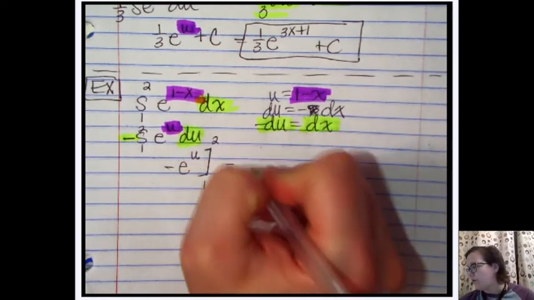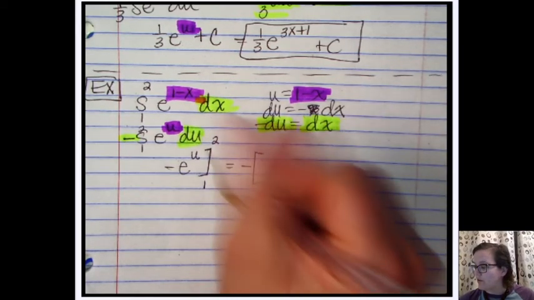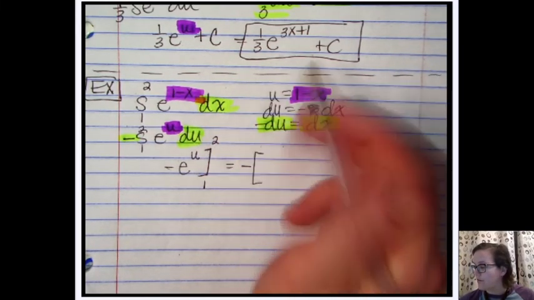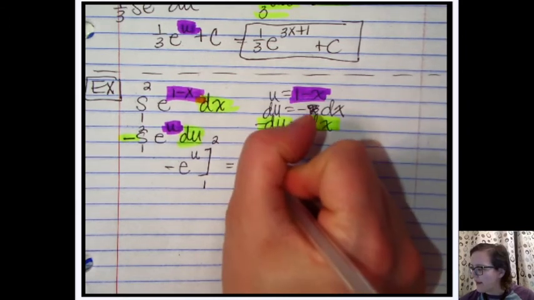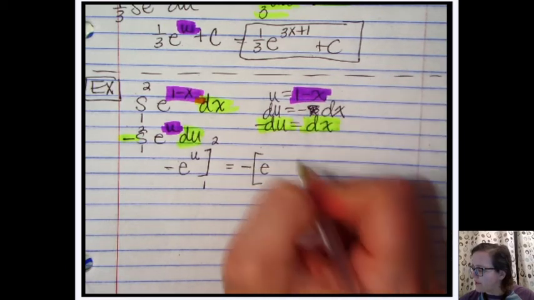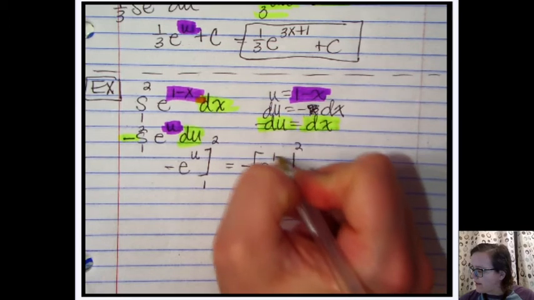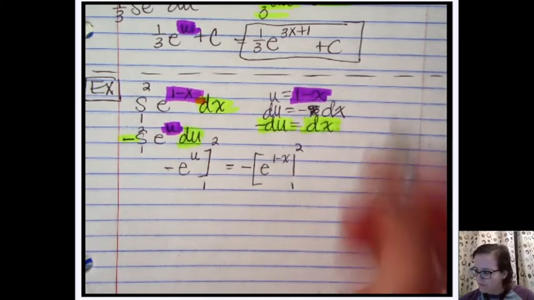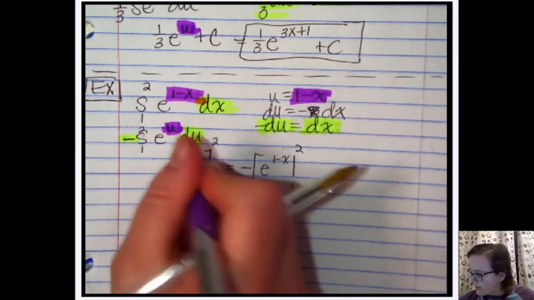Okay. So when we evaluate, we do the second number first, or the top number. So I'm going to just put that negative on the outside. And we have e. We've got to put that u in. I forgot that, I'm sorry. So e to the 1 minus x is what we have here. So I forgot to replace my u, but now we can do that.